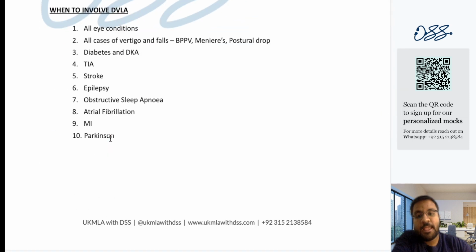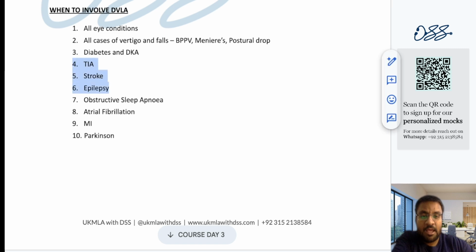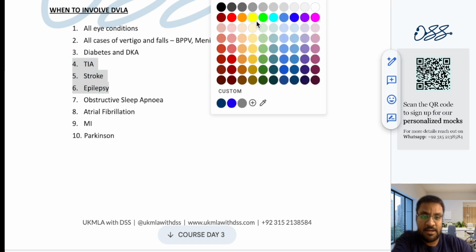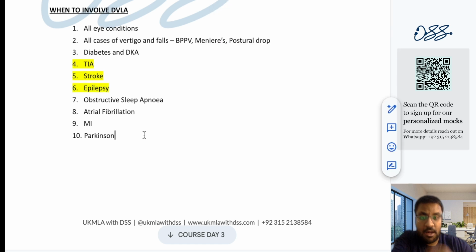management. Now the last section is when to involve the DVLA and when to give driving advice. Some of these cases we have already discussed, like stroke, epilepsy, TIA. We know all of these cases can be potentially life threatening, so they do require driving advice, and the patient needs to inform the DVLA as well when it comes to these cases.